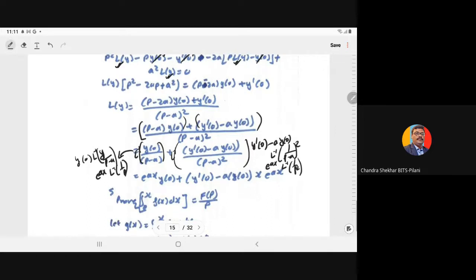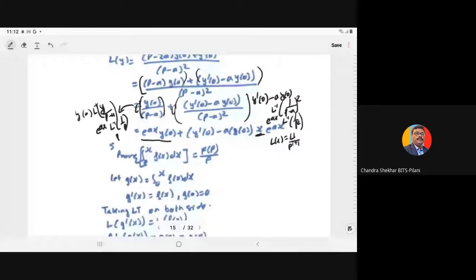And L inverse of 1 upon p is 1, so it will become e to power ax y naught. And the Laplace of x is factorial 1 upon p to power 1 plus 1, so that is 1 upon p square. So here we have the x, so x into e to power ax. So that is the solution of the given differential equation.